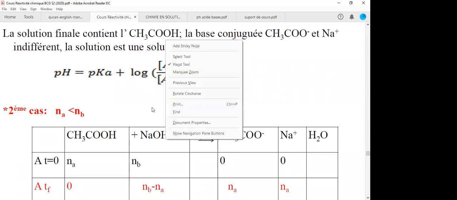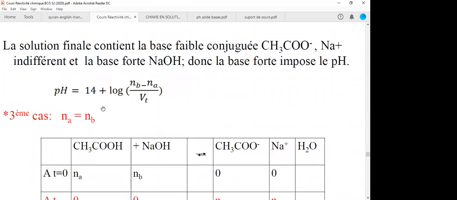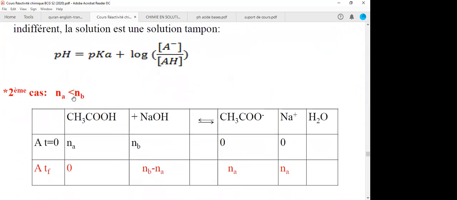You see, that's for the first case. For the second case, we've got the number of moles of the acid less than the number of moles of the base. Meaning in this case, the acid is the limiting reactant, and the base is the one which is in excess.